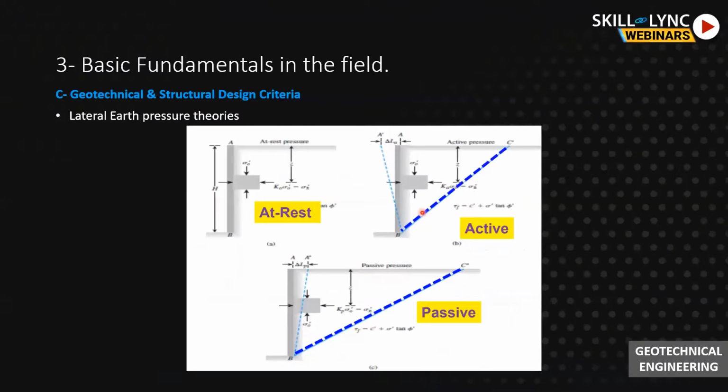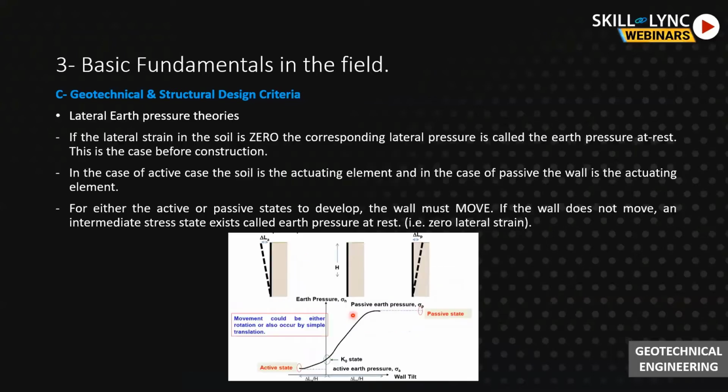Here in this graph, we can see the difference. At the at rest case, we don't have lateral movement, and the case will be K naught. Here we have lateral strain or lateral movement, and the case will be Ka, the active state. And here we have movement inward, into the soil, and the case will be K passive. Here is a summary of what we discussed: if there is zero movement, we have the at rest state; if it's active, we have active earth pressure; and if it's passive, we have passive earth pressure.